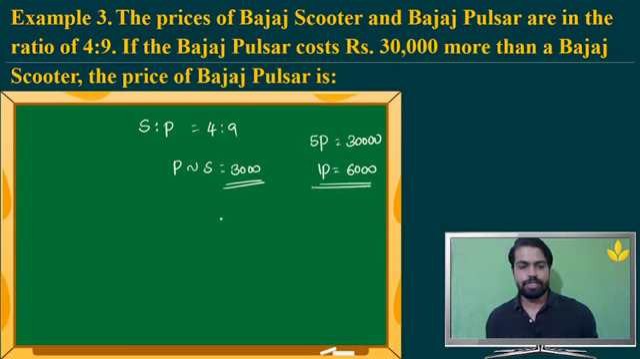And my question is what is the cost of Pulsar? Pulsar is actually 9 parts, which is 9 into 6,000. As simple as that. The answer for the question is 54,000.